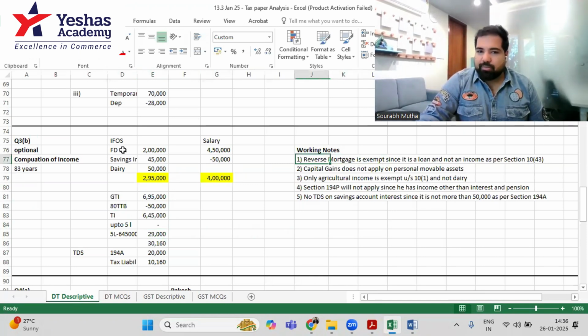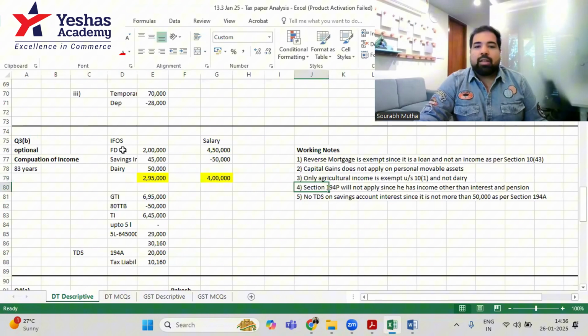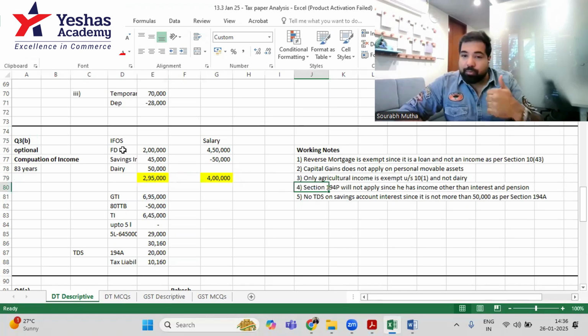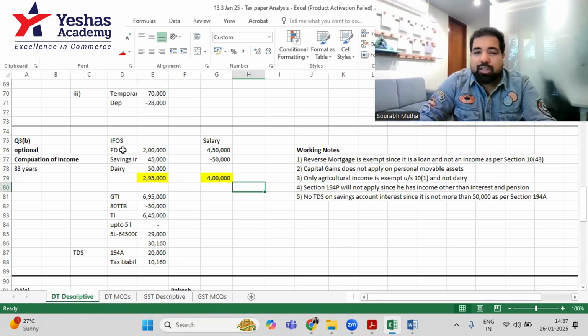Reverse mortgage is exempt. That's one note. Capital gain does not apply on personal movable assets. Second note. Agriculture income is exempt. Dairy is not exempt. Section 194P, if you remember. In 194P, we had said that if a person is 75 years or more, pay for pension. He gets only pension income and interest income. There will be 194P which will apply, but that will not apply in this case because here he's getting some other income like dairy income also.